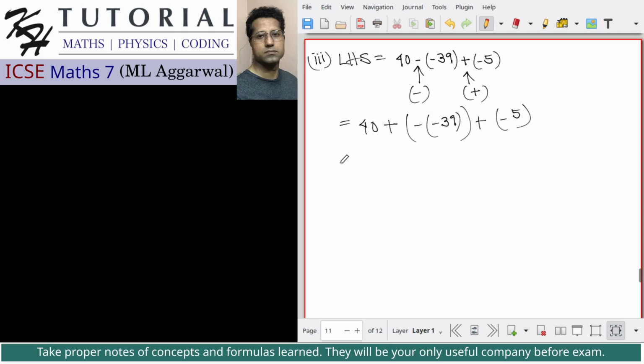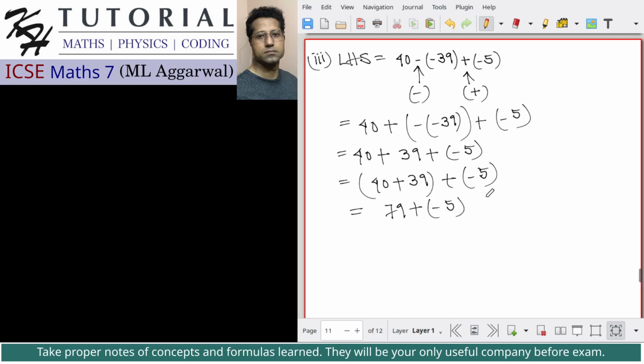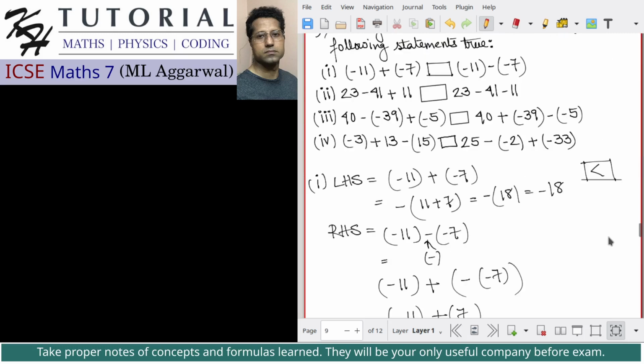So now we are adding three integers. Whenever you have negative of something, you can easily simplify that. So this is 40 plus negative of minus 39, which is 39. So this is 40 plus 39 plus minus 5. 40 plus 39 is 79 plus minus 5, and this is equal to 79 minus 5, which is equal to 74. Okay, LHS is 74. Let's see what is RHS.